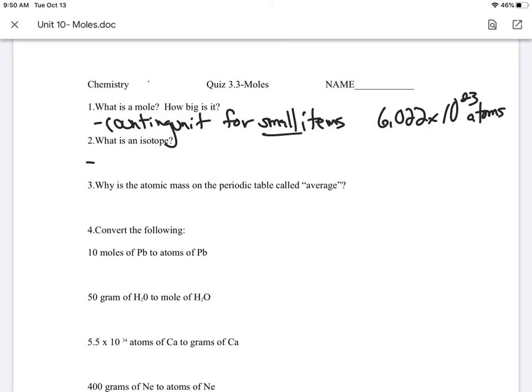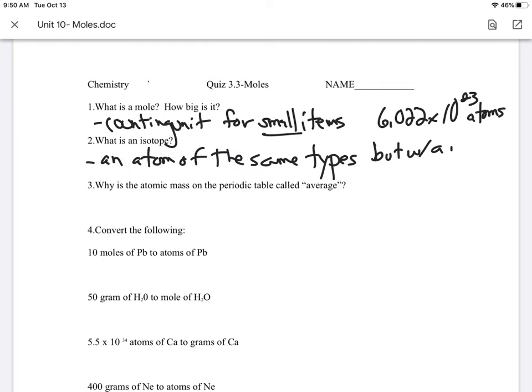What is an isotope? An isotope is an atom of the same type, but with a varying mass, and that mass is due to a change in the number of neutrons. So, for example, carbon-12 and carbon-14 are two isotopes. Carbon-12 has 6 protons and 6 neutrons. Carbon-14 has 6 protons and 8 neutrons.